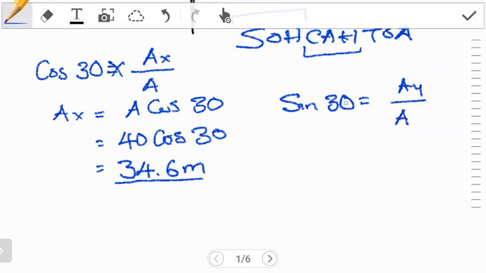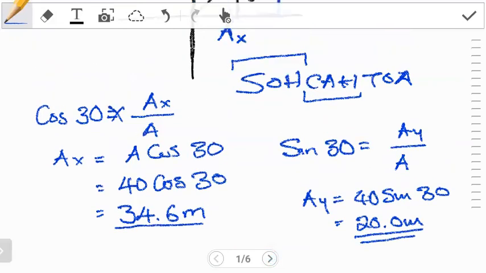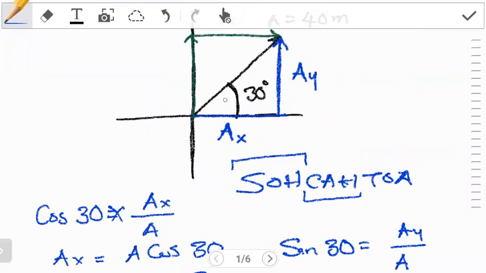From here, again, we cross multiply. This gives us Ay, which is equal to A, which is 40 sine 30. Sine 30 is half, so half of 40 gives us 20.0 meters. Okay, so this is how we get the components of our vector A. Now, this was quite simple since the angle we're dealing with already was adjacent to the positive x-axis, so this was kind of straightforward.